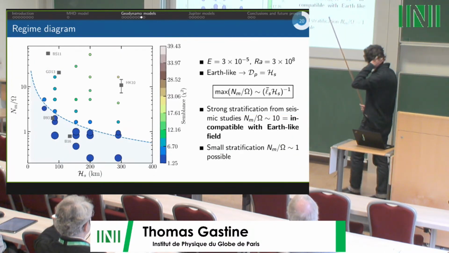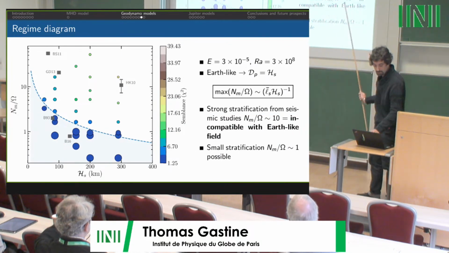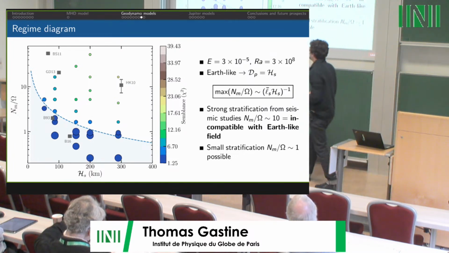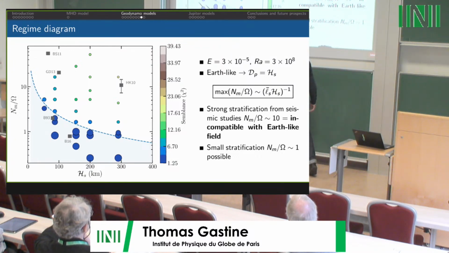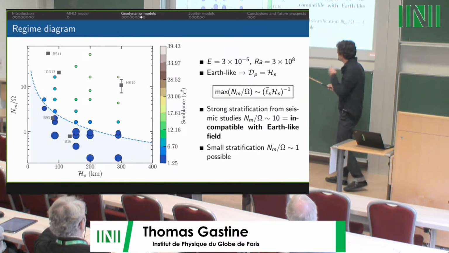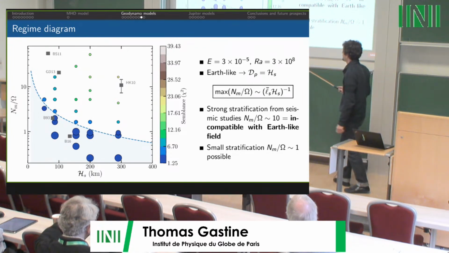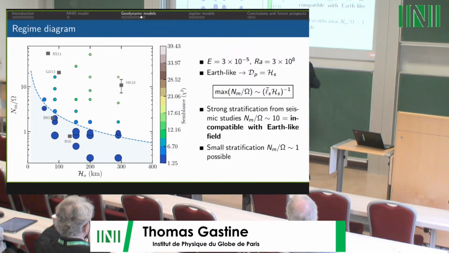Since we established a scaling for the penetration distance, and we've just shown that this penetration distance has to be equal to the thickness of the stably stratified layer, you can end up with this theoretical bound, which relates N over omega to the thickness. And indeed, if you now compute a systematic survey for a fixed Ekman number and vary those 2 parameters, the best Earth-like cases, which are these big blue circles, all lie below the line. And all the cases above are too smooth, too simple to be Earth-like.